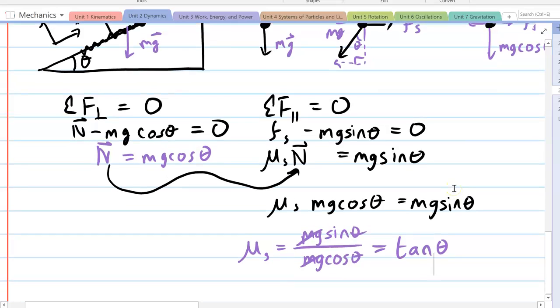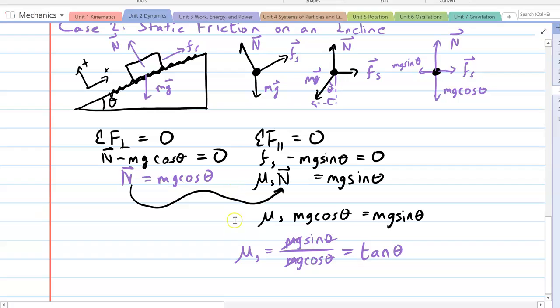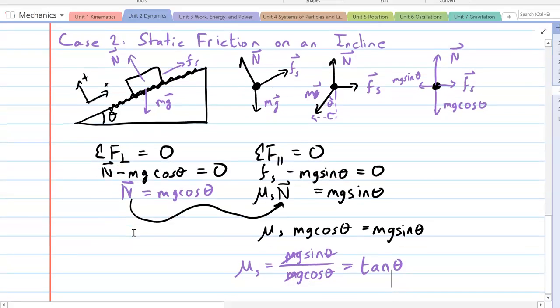So it doesn't matter about the mass of the object at all. For this case, the static friction coefficient only depends on the angle of the incline, which was kind of interesting when I first saw it. We don't even care about how heavy the object is or anything else. We don't even care about gravity because they cancel out too. So the only thing that matters is the angle of this incline. So if I say the object starts slipping at 45 degrees, we can find the coefficient of static friction just by plugging in tangent of 45.